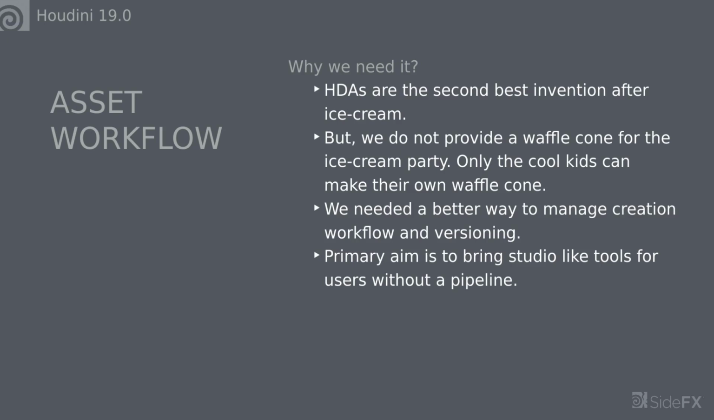And this is something that's already been there really. We have plenty of Python functions in our Python API which would allow you to create your own kind of digital asset versioning system. But we cannot expect that every user would go and create their own Python code, and that's why it's like going back to the ice cream example. If you do an ice cream party, you must have a waffle cone, and only the cool kids can make their own waffle cone.